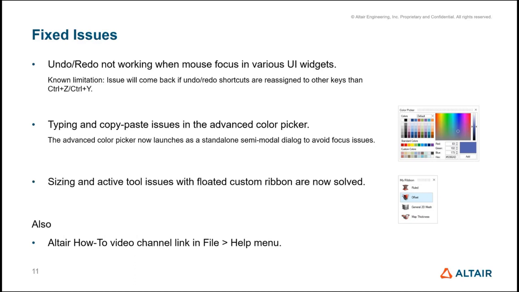Unfortunately, we do need to make undo redo protected shortcuts, which we're working on, but that was not possible for .1. So just FYI, that's a limitation with this. This one, Amanda already mentioned, the color picker. Now when you click on the advanced color picker, it'll pop up a separate window, and that fixes the issue with typing and copy pasting the RGB values in this dialog. So that should be solved as well.